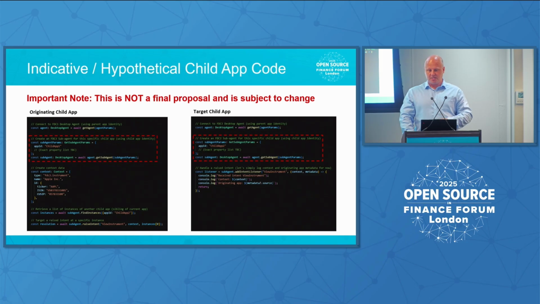This is important because whether you're an originating app or a target app, you need to be using your own child app identity there and not the identity of the parent. So in this example on the left, we're simply raising an intent to the other child app, the target app. On the right, we're listening for that intent.